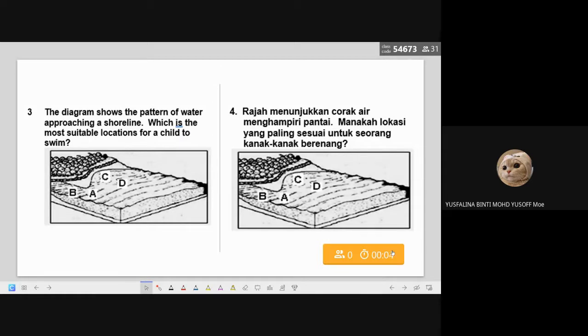So the diagram shows the pattern of water approaching a shoreline. Which is the most suitable location for a child to swim? So this one I remember I told you about the bay and also the cape, right? So you can see what happened at the bay and what happened at the cape. Which one has the energy dispersed, producing the high wave, and which part will produce the low amplitude and the water is more calm? Usually if you want to swim, you will choose the calm water, the part of the beach that has calm water.